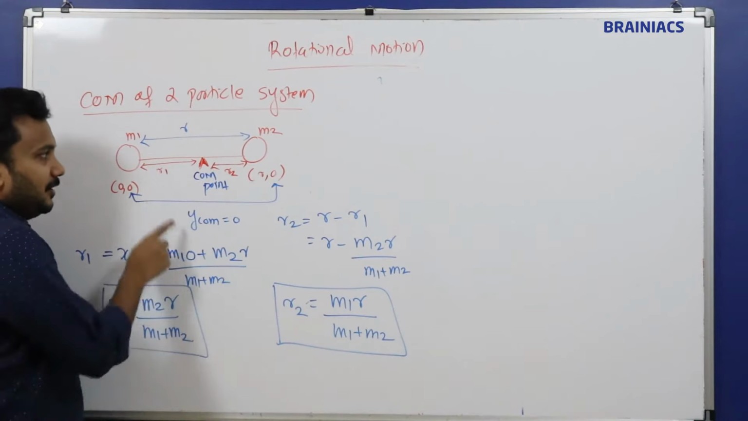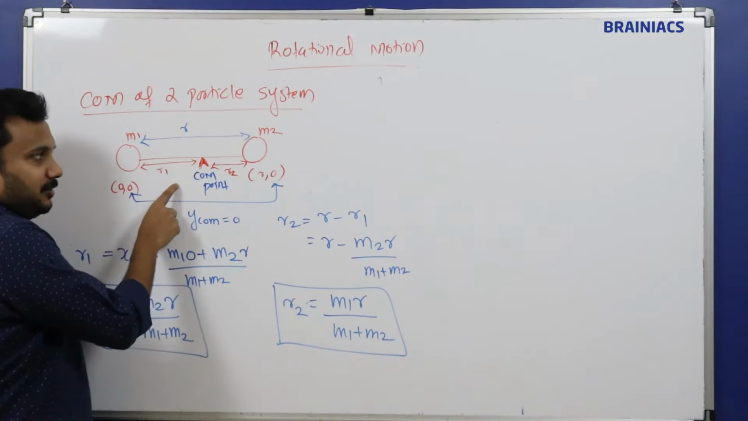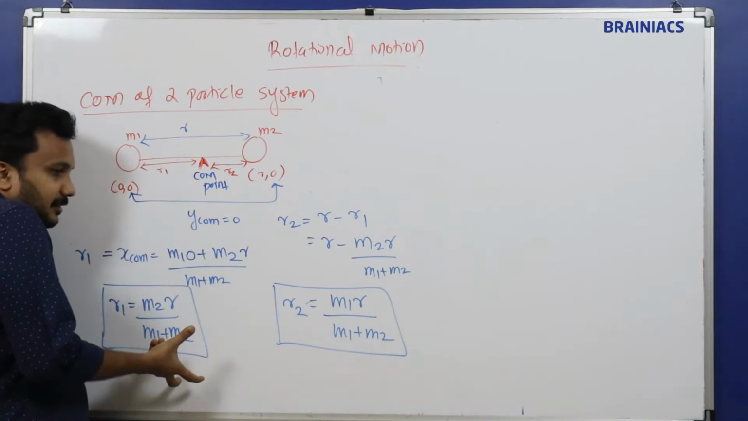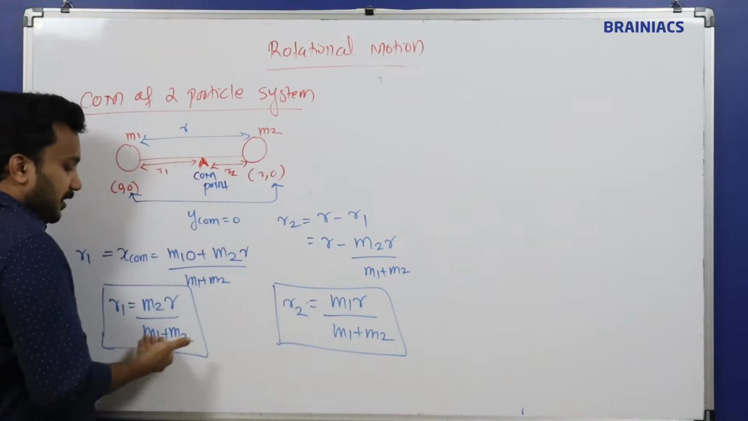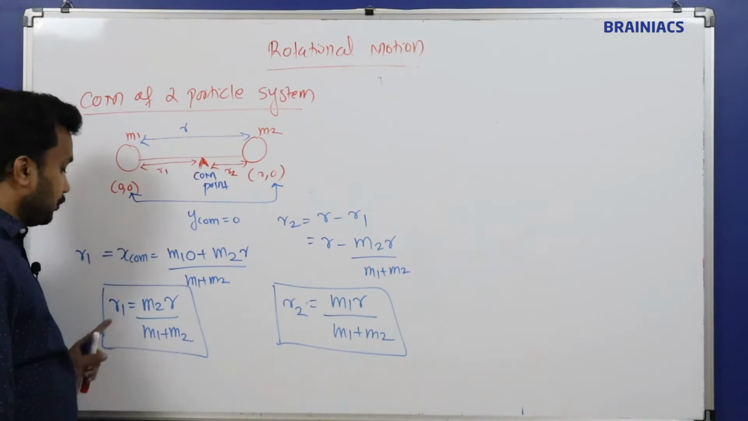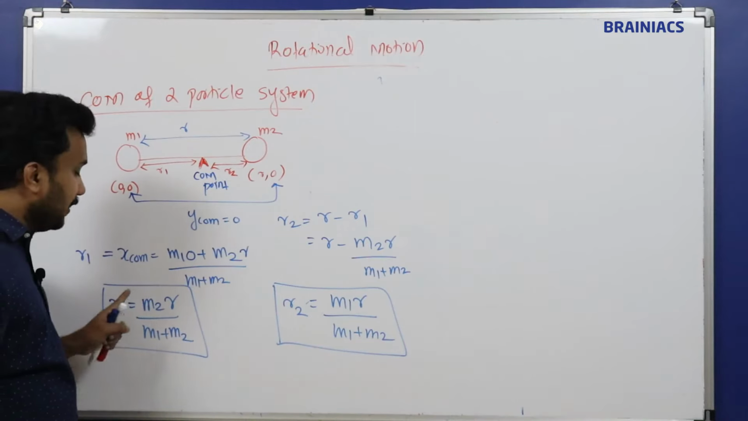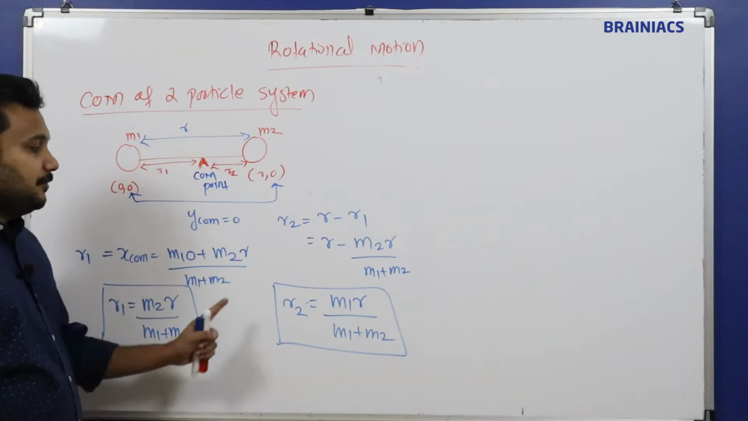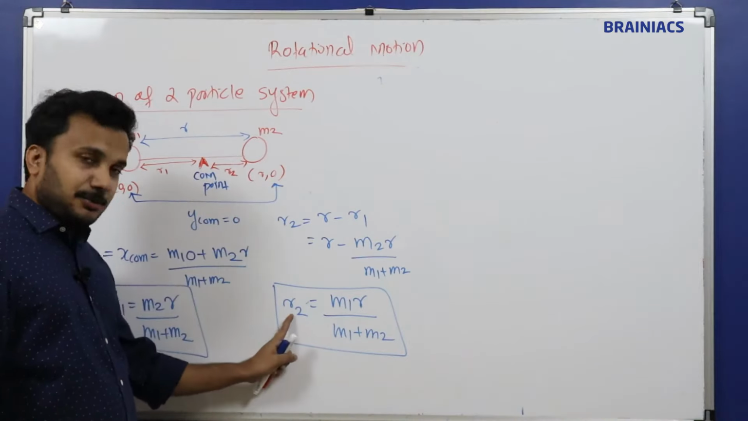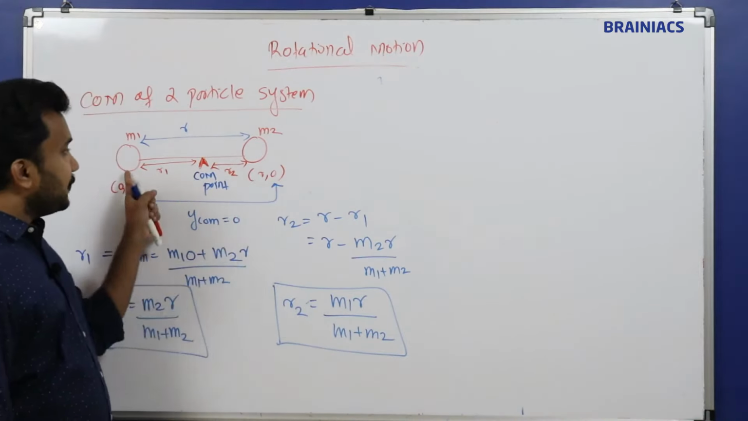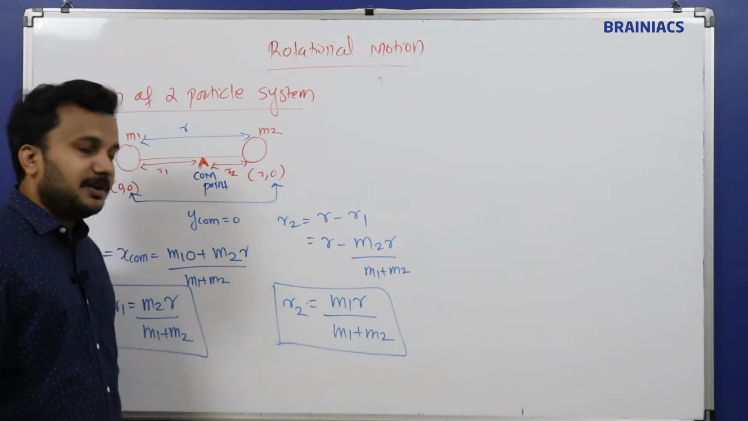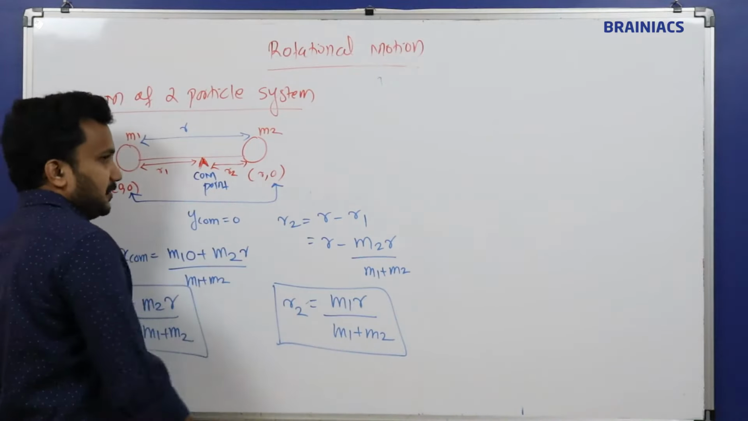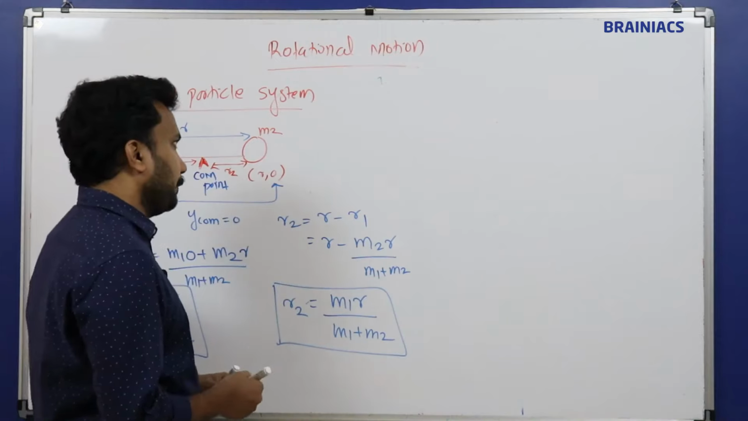This is clear, right? First body in the distance is R1. So its center of mass distance is the second body into the distance between the two bodies divided by M1 plus M2. So if you want to find the distance from the first body, the numerator is the second body into the distance between them. If you want to find the distance from the second body, the numerator is the first body into the distance between them, divided by the sum of the masses. Keep it in mind.